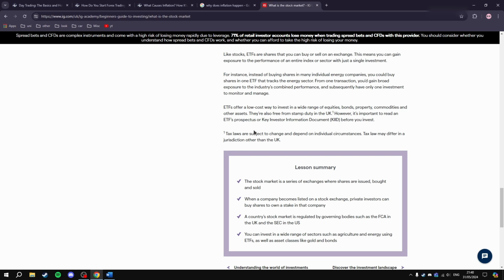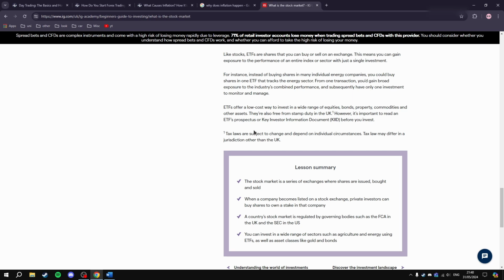For instance, instead of buying shares in many individual energy companies, you could buy shares in one ETF that tracks the energy sector. From one transaction, you'd gain broad exposure to the industry's combined performance, and subsequently have only one investment to monitor and manage.